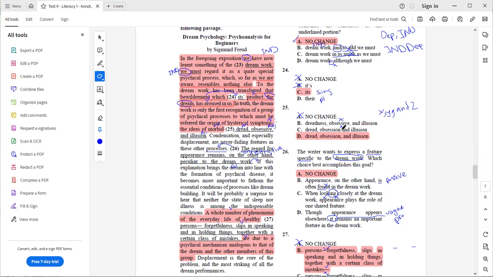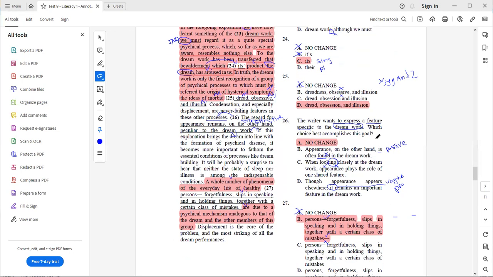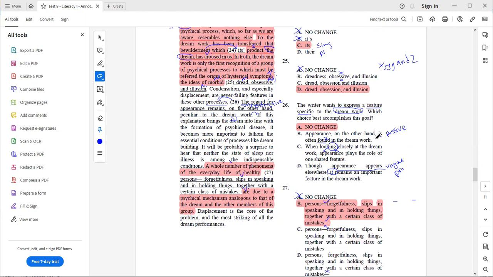Dread, obsession, and illusion. So there is no comma here. Is that right? Yes, obsession is right, they are all nouns. But here, there is no comma. Look now here: dread, obsession, and illusion. So now it's right because X, comma, Y, comma, and Z. Thank you. Marshall Ziad, 26.